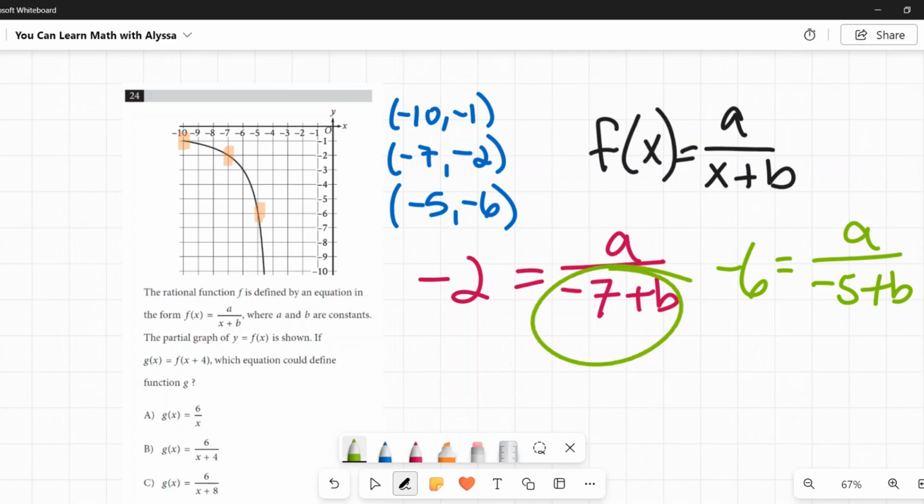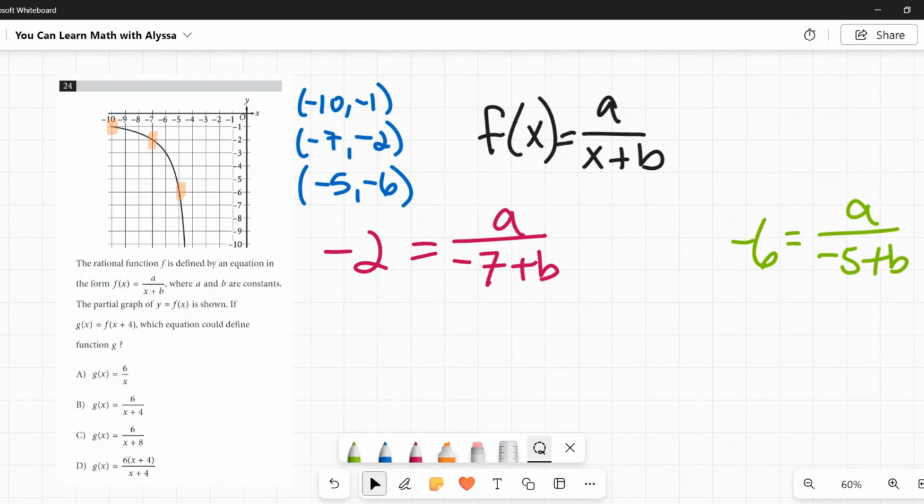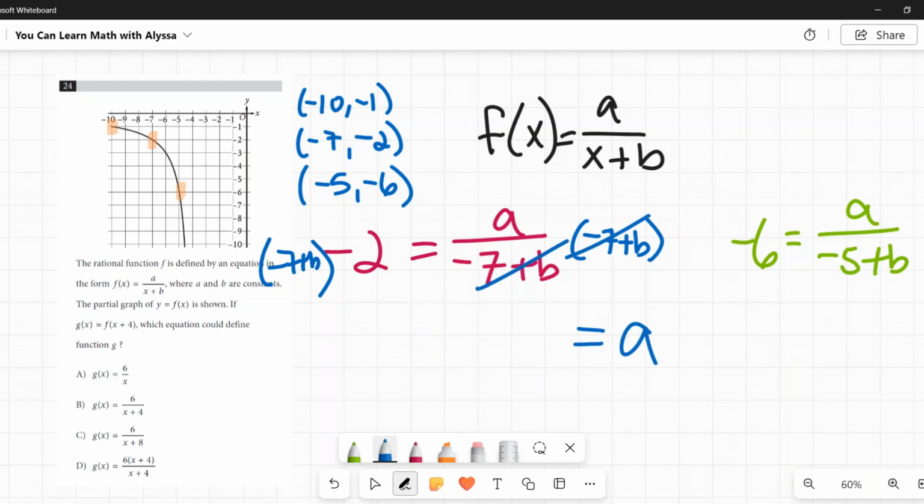I am going to get rid of these fractions down here. So first here on the left, to get rid of this fraction, I need to multiply both sides by -7 plus b. So that's what I'm going to do. I realize now I have done a little bit of a disservice to myself. Let me move this over and give me some space. All right, so I'm going to multiply both sides by -7 plus b. Okay, on this side, same thing, -7 plus b. On the right-hand side, those cancel out, and I am just left with a.